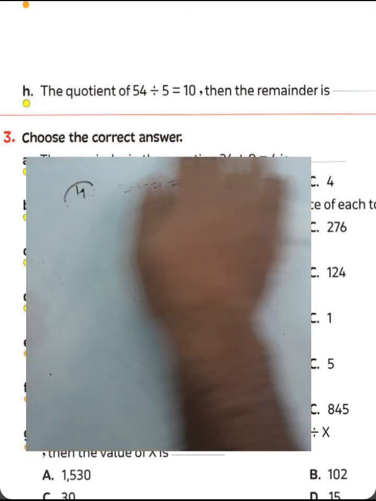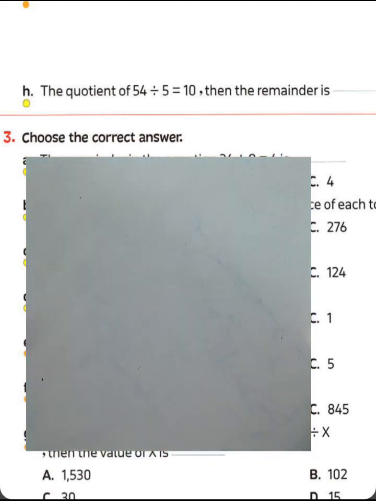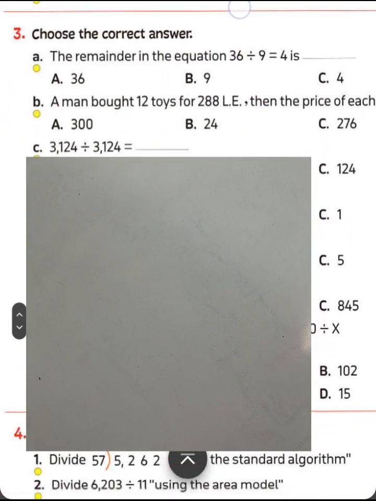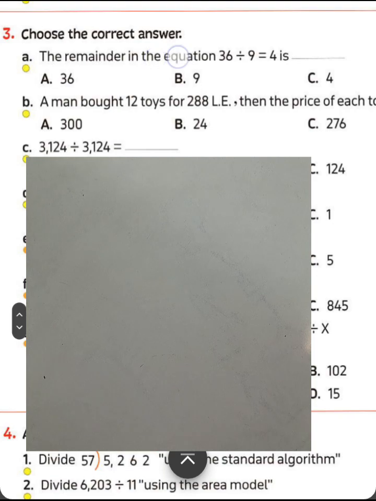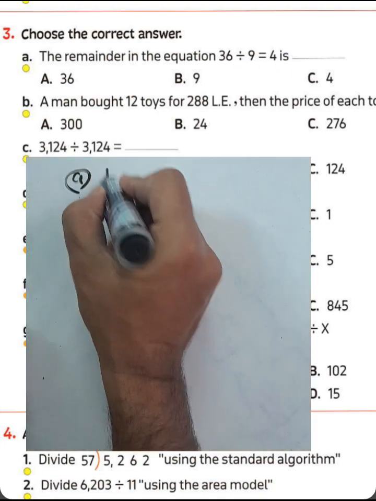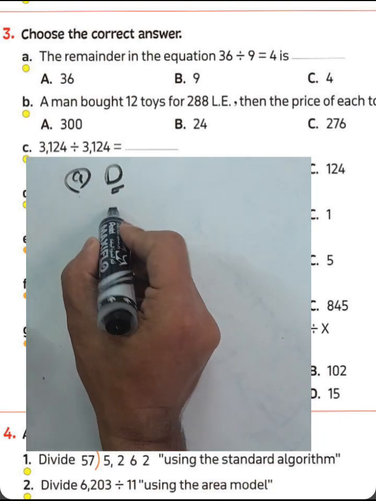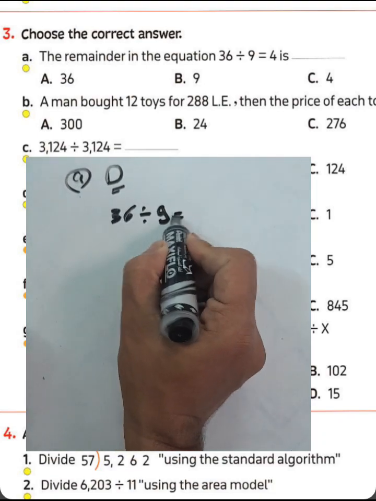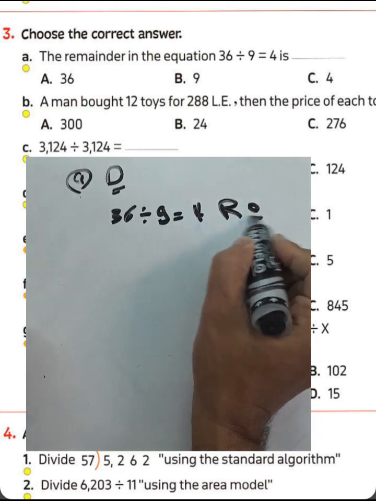Now we will solve question number 3. Choose the correct answer. Letter A, the remainder in the equation 36 divided by 9 equals 4 is 0 because 4 times 9 equals 36. Okay, choose letter D about question letter A. Again, 36 divided by 9 we know equals 4. Then the remainder here equals 0.